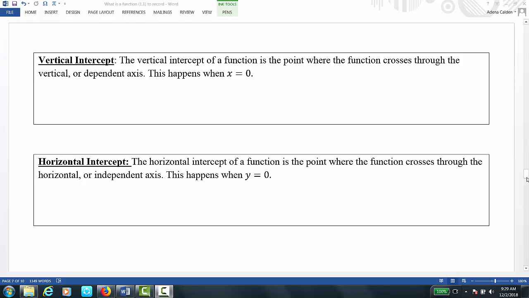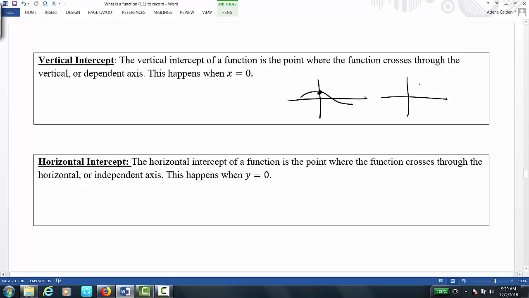The vertical intercept of a function is the point where the function crosses through the vertical or dependent axis. This happens when x equals 0. In general, what this is going to look like is going to be where we cross through the vertical axis. So here is an example.